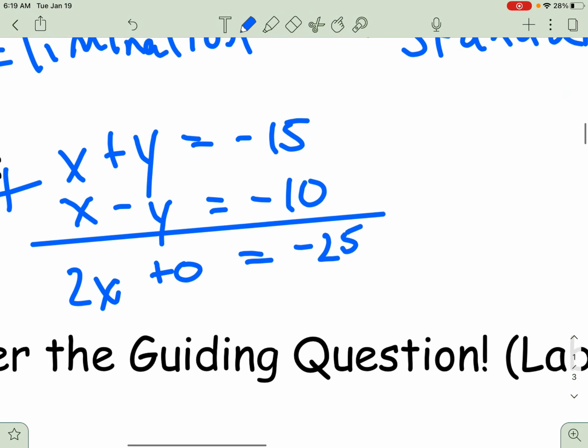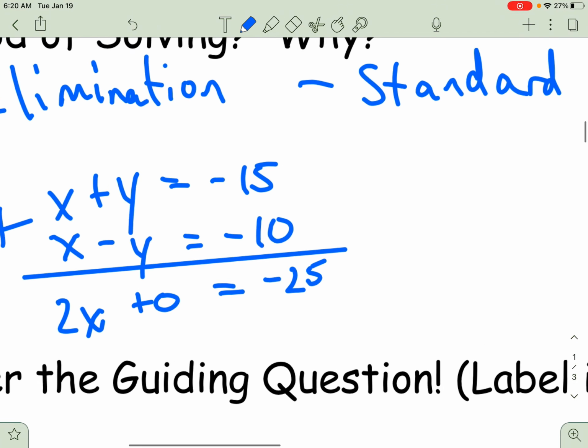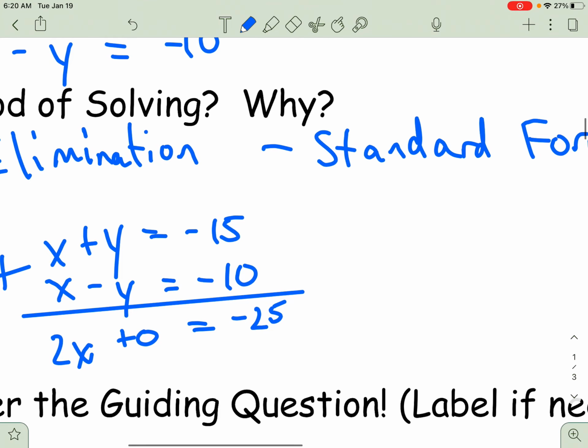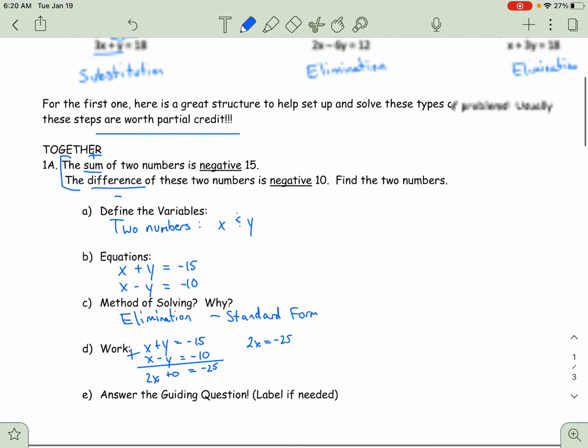Did I do that right? Yeah. Okay, so let me make sure here. The sum of two numbers is negative 15. The difference of two numbers is negative 10. Yep. Well, we're just not going to get a pretty number here, but that's okay. So what I end up with is 2x equals negative 25.